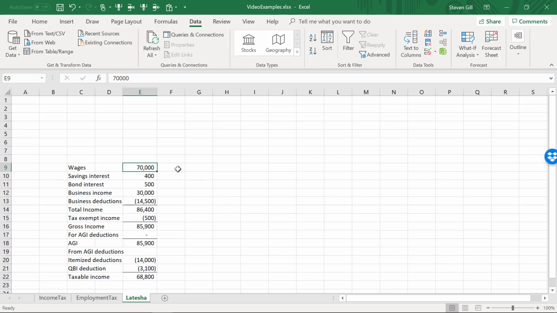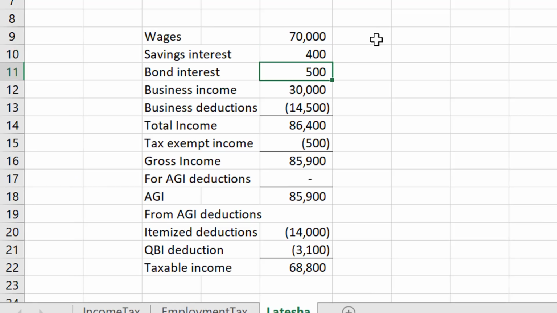Well, hopefully you actually went out and did it. But if you didn't, here's the answer anyway. Letitia had wages of $70,000. She had interest from her savings account of $400. She had interest from bonds of $500. Business income of $30,000 and business deductions of $14,500. That yields total income of $86,400.